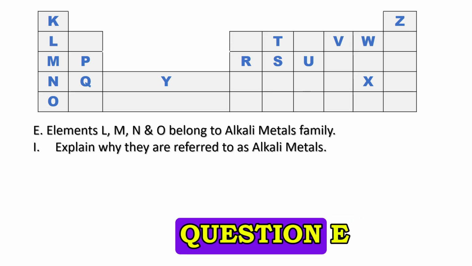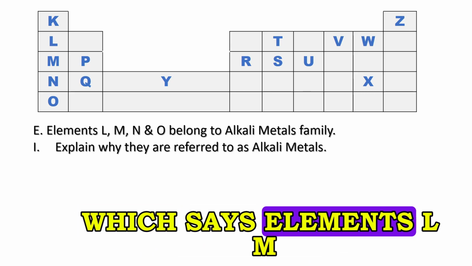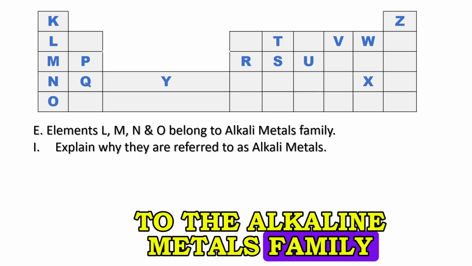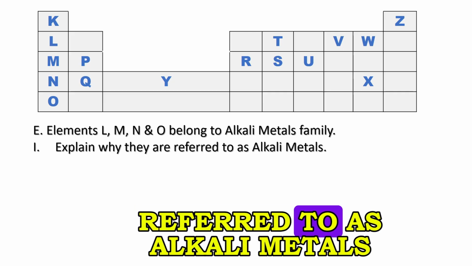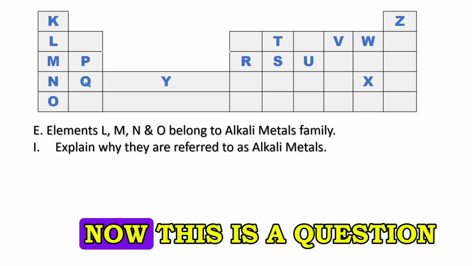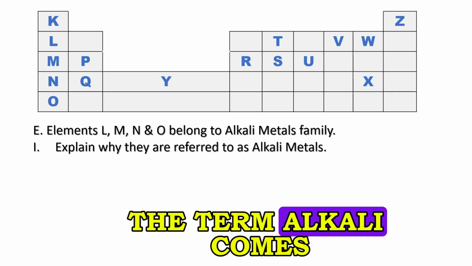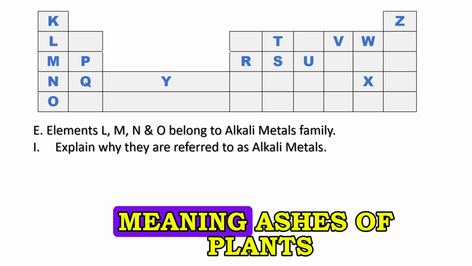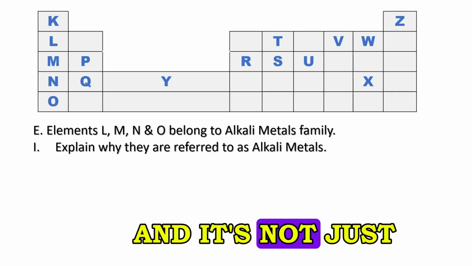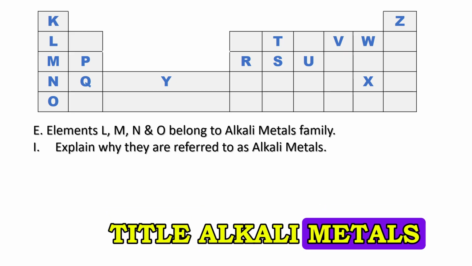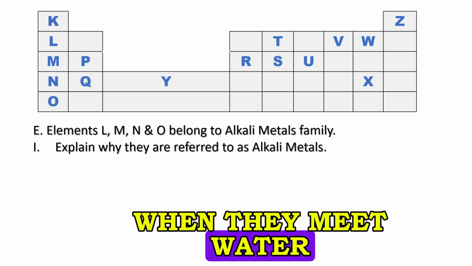Let's now turn to question E, which says, elements L, M, N, and O belong to the alkali metals family. Explain why they are referred to as alkali metals. Now, this is a question that goes straight to the heart of chemical behavior. The term alkali comes from an Arabic word meaning ashes of plants, and it's not just a fancy name. These metals earn the title alkali metals because of what happens when they meet water.